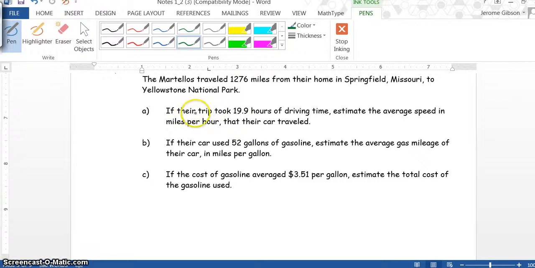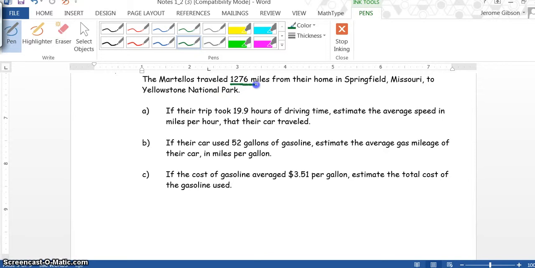Okay, class, picking up where we left off. The Martellos traveled 1,276 miles from their home in Springfield, Missouri to Yellowstone National Park. If their trip took 19.9 hours of driving time, estimate the average speed in miles per hour that their car traveled. Okay, first of all, let's do this.